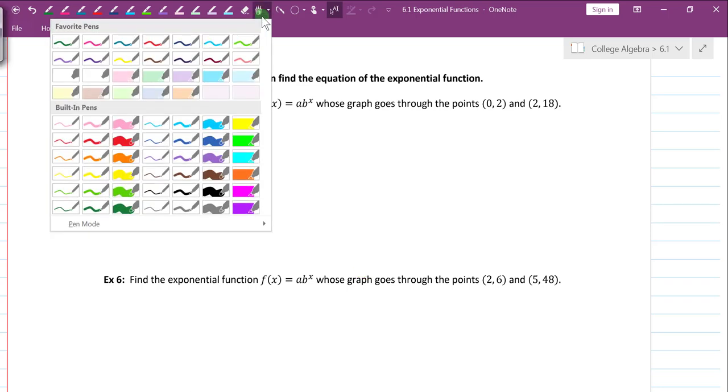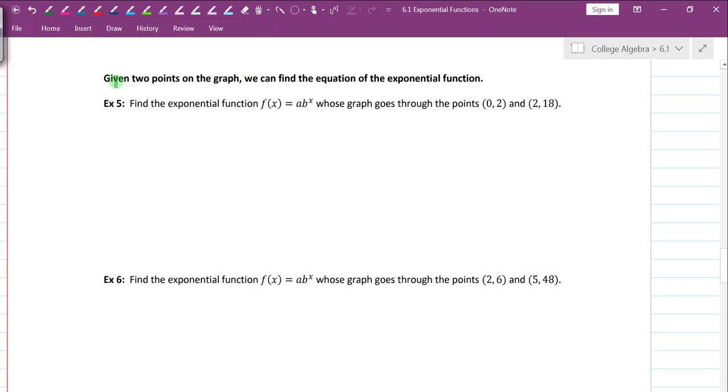So here we go. It says given 2 points on the graph, we can find the equation of the exponential function. Find the exponential function f of x equals a times b to the x, whose graph goes through the points (0, 2) and (2, 18). So step one.